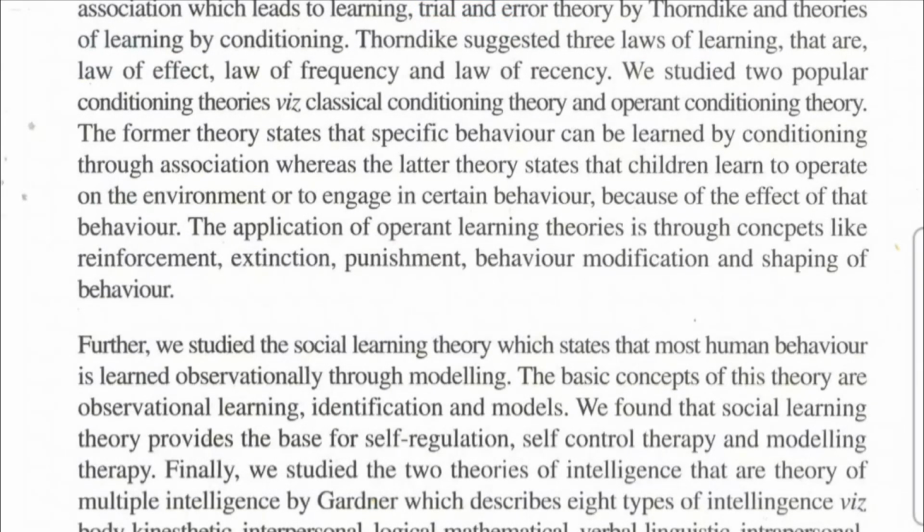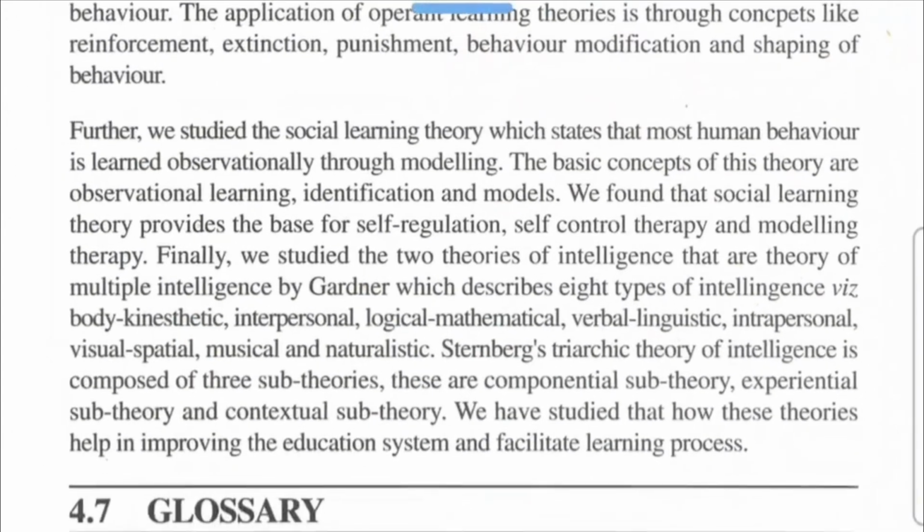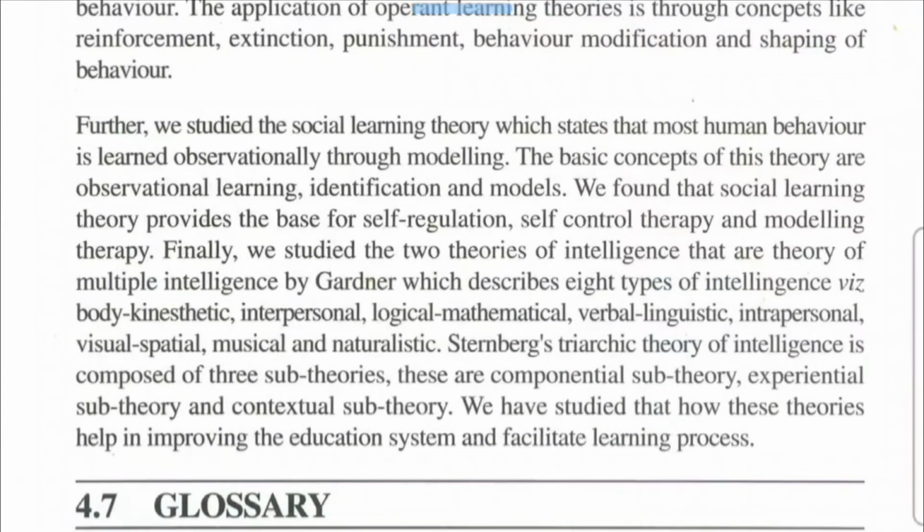We studied 2 popular conditioning theories, classical conditioning theory and operant conditioning theory. The former theory states that specific behavior can be learned by conditioning through association, whereas the latter theory states that children learn to operate on the environment or to engage in certain behavior because of the effect of that behavior. The application of operant learning theories is through concepts like reinforcement, extinction, punishment, behavior modification, and shaping of behavior.